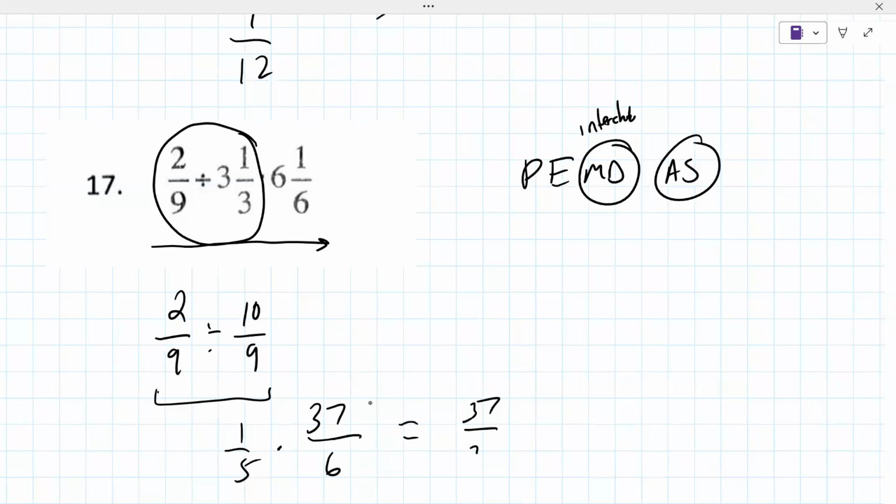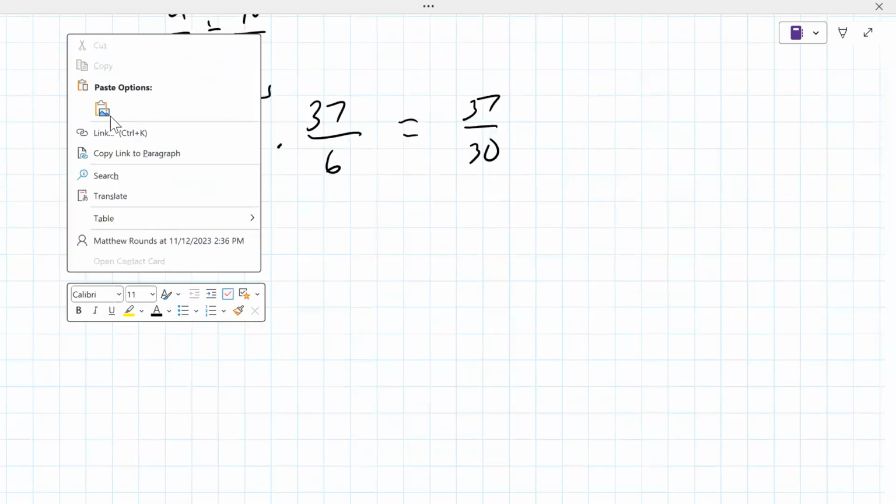Okay, good. Let's move on to number 18. Give that a try. That's actually kind of review. You've already done some like this. Division, you multiply by the reciprocal. So -1.